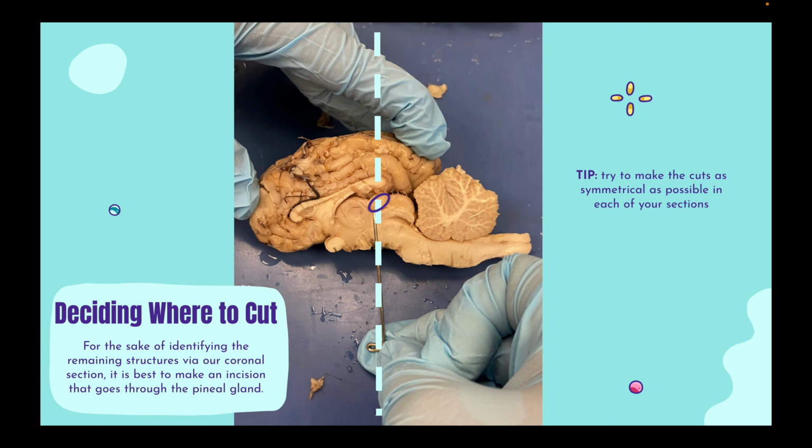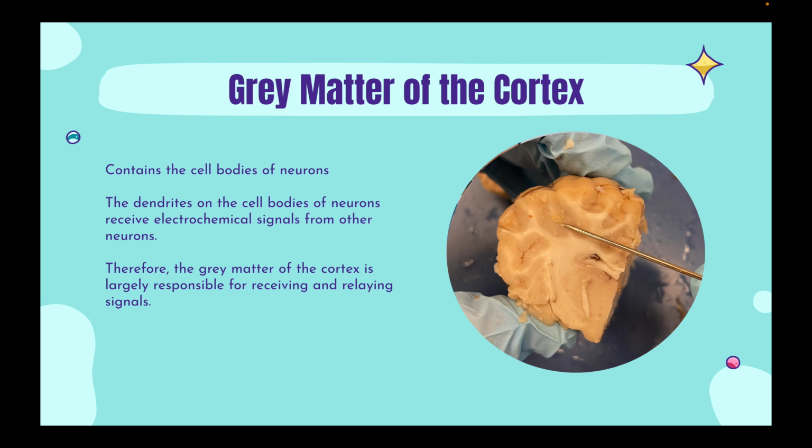And it's also good to try to make the cuts on either part of the brain or either section as symmetrical as possible. Now we're looking at the gray matter of the cortex through our coronal section. The gray matter contains cell bodies of neurons. The dendrites on the cell bodies of neurons receive electrochemical signals from other neurons, and therefore the gray matter of the cortex is largely responsible for receiving and relaying signals.